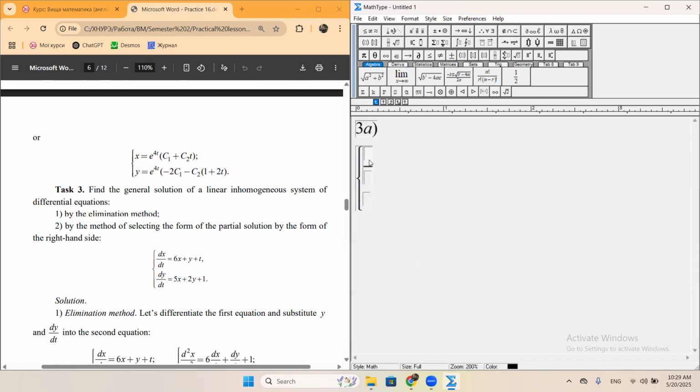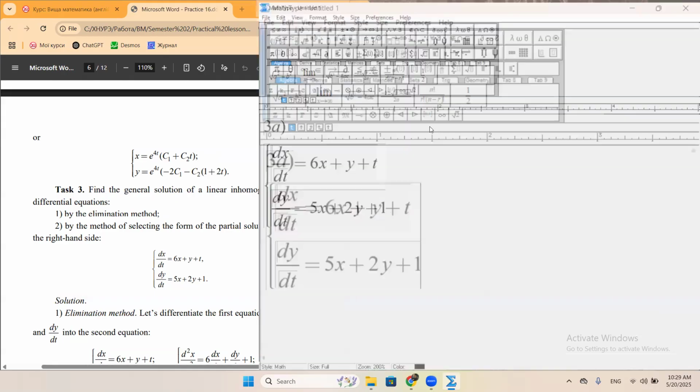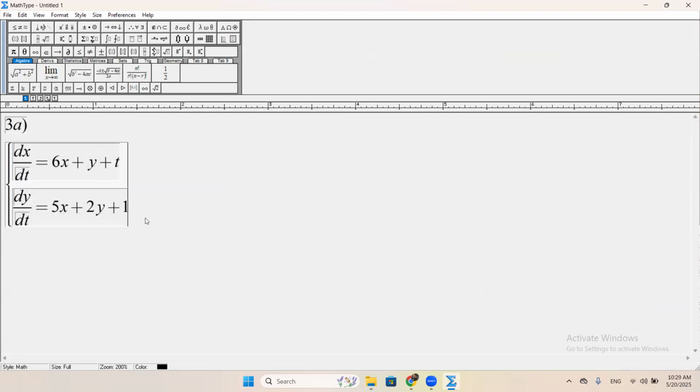So the first equation: dx by dt equals 6x plus y plus t. Then dy by dt equals 5x plus 2y plus 1. We will use two methods. First of all, the eliminating method. So what will we eliminate? Let us eliminate dy by dt.